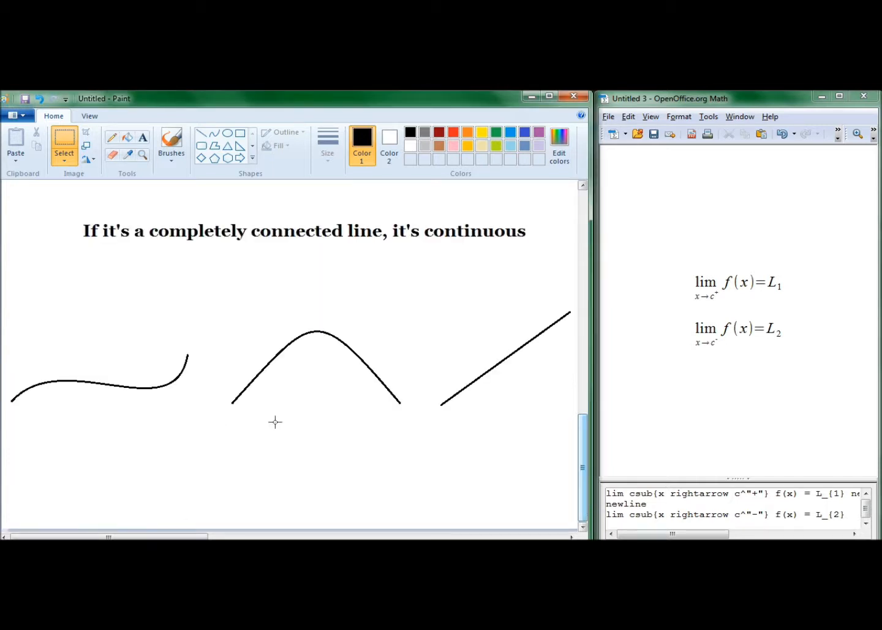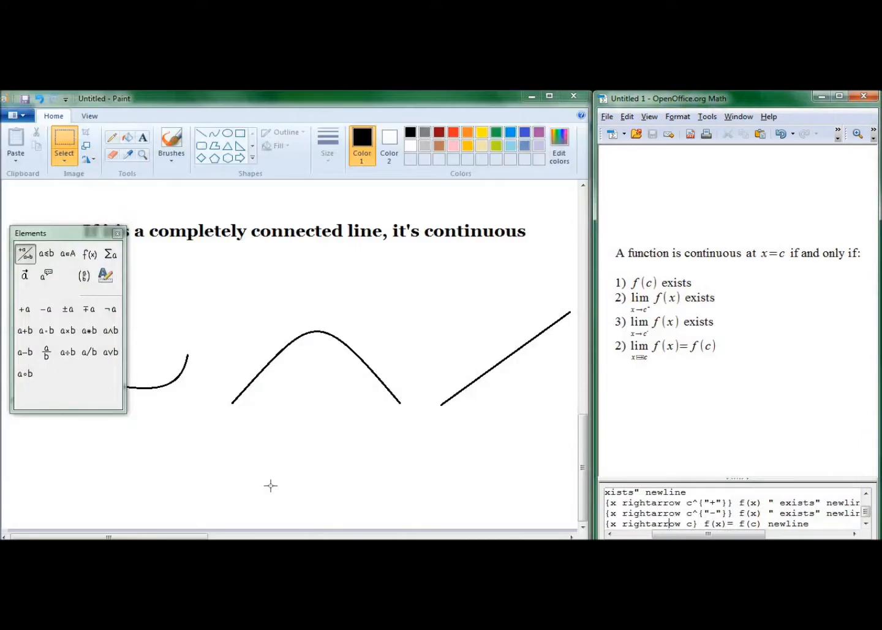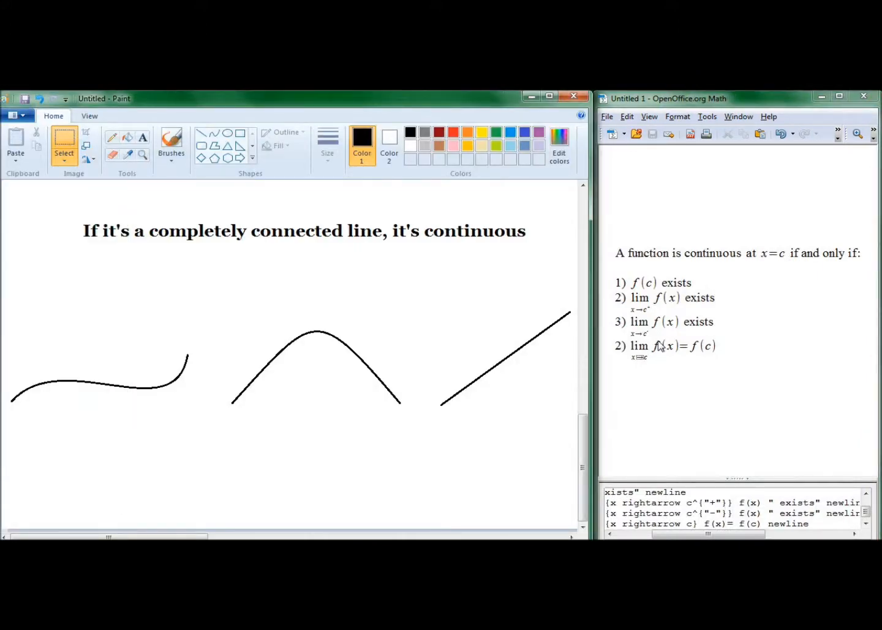Now moving on to continuity. The golden rule of continuity is if it's a connected line, it's continuous. Or if you want to think of it another way, it's possible to draw the function without ever lifting your pencil. A very philosophical view, I believe. But yes, moving on to the more precise mathematical definition for continuity.